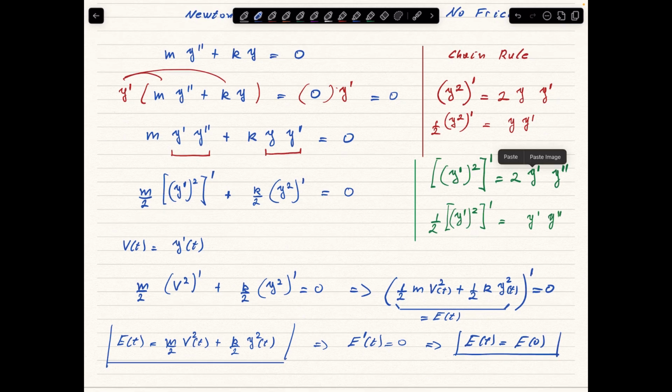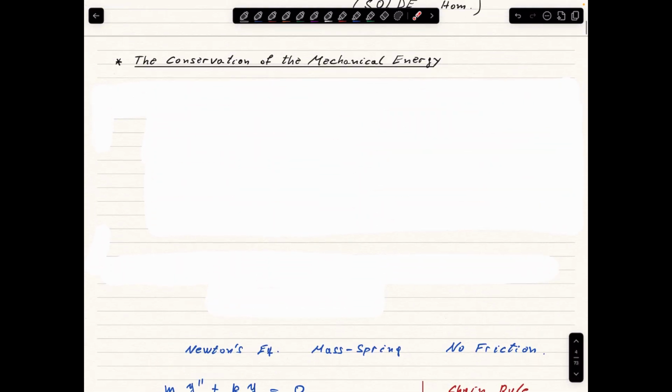Interesting, isn't it? So by playing around with Newton's equation for a spring, we have discovered that the spring has to move in such a way that it always keeps this particular function of velocity and position constant, because the derivative has to be 0. We give it a name, mechanical energy, and we can rewrite things in that way. And what we have discovered is the conservation of the mechanical energy, and we should say here for the mass spring, only for this system.